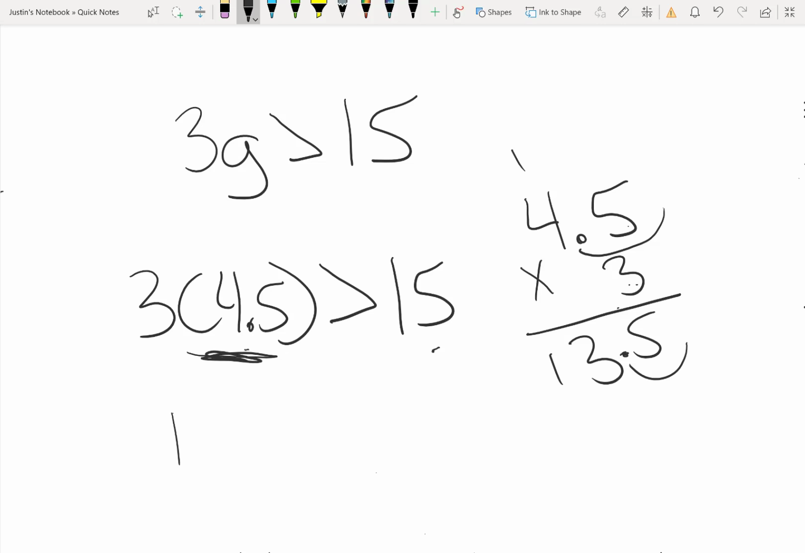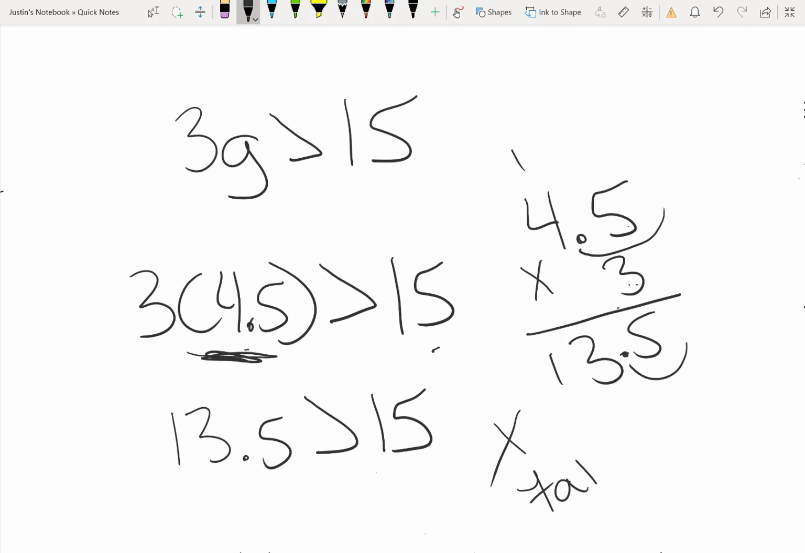So I'll move it over 1 place. So there's our answer. So that's saying 13.5 is greater than 15. So that is false. You need to write false on there.